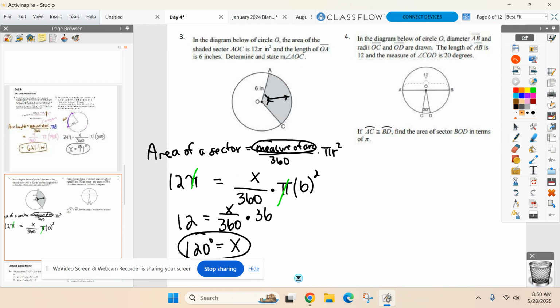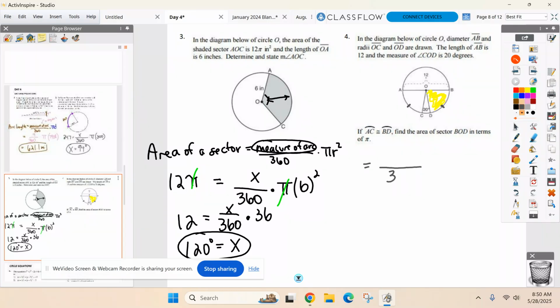All right. One more sector one. That little piece there is 20. These arcs are congruent. We can put hash marks there. What's the area of sector BOD? All right, help me out here. What's the area of that sector?